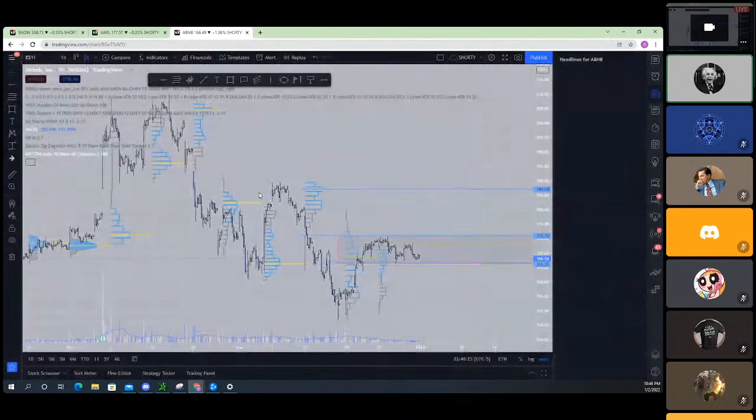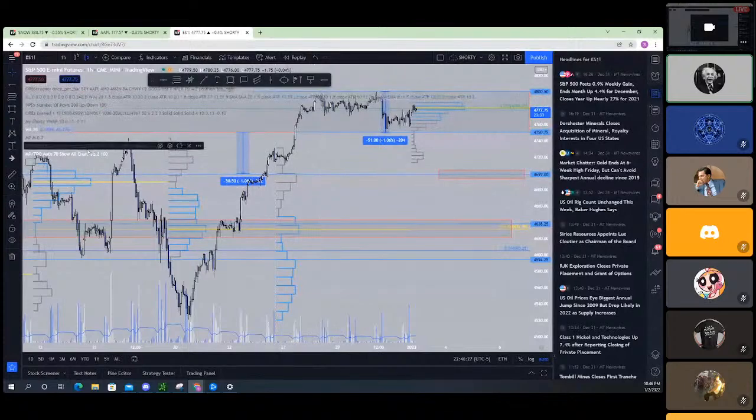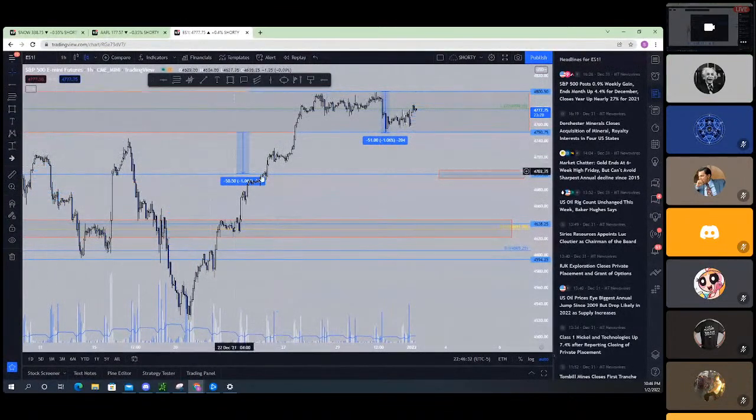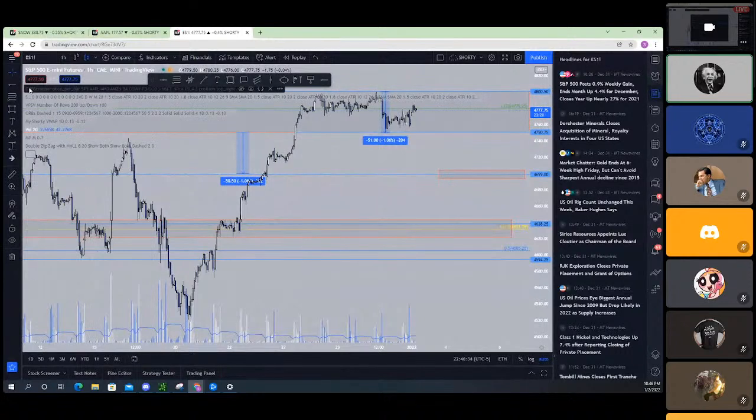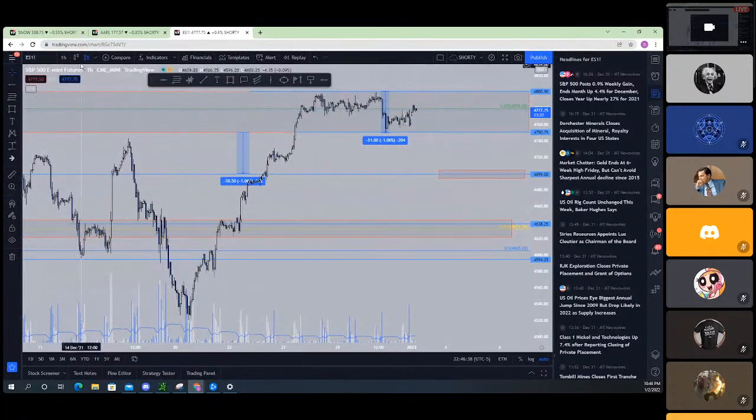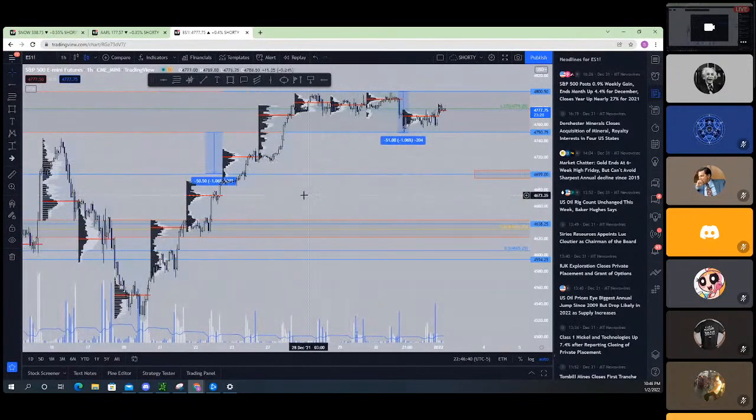I don't know if they'll open green. It just looks weak to be sustained to stay there. Does ES have a VPOC at 47.20? Let's check real quick. So it definitely has a VPOC here. This is your VPOC here at 46.73.